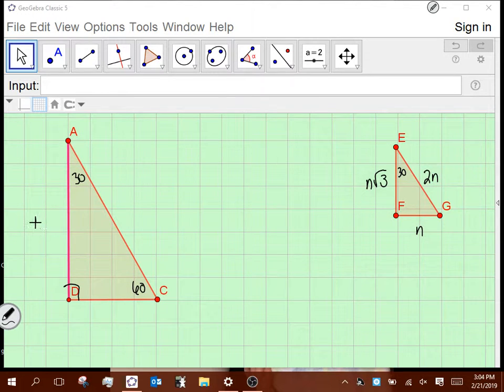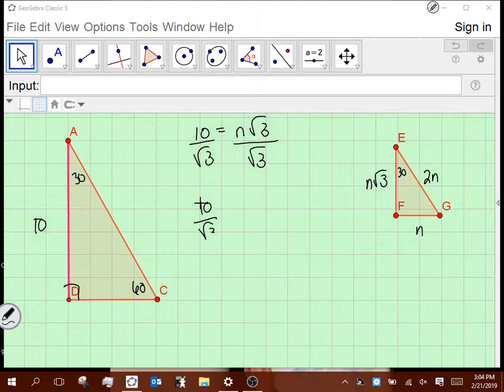Now, usually what is hard is this type of stuff. What if I gave you this to be 10? 10 equals n root 3, so now what do I have to do? Divide by root 3, divide by root 3. So we get 10 over root 3. What am I going to do with that? Okay, so we get 10 root 3 over 3. That's my n value, right?